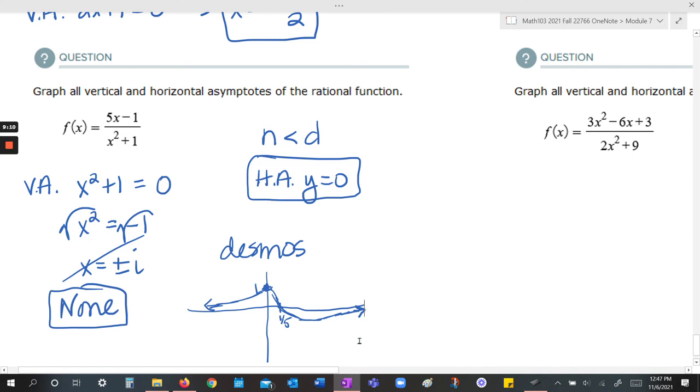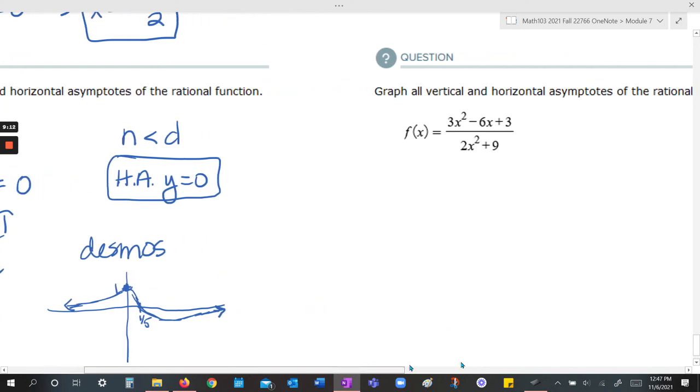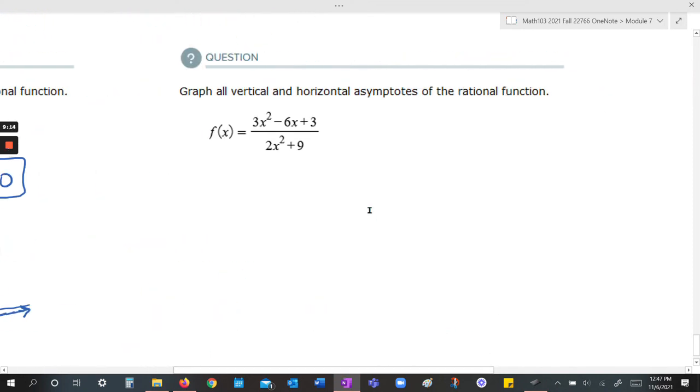Okay, so then let's do just one more. So this is going to be, again, a little different. Looking at our degrees, we see that we have the same degree. That means we are going to have a horizontal asymptote. It's going to be y equals the ratio of the leading coefficients. So y equals 3 over 2, and that doesn't simplify, so that's the answer.